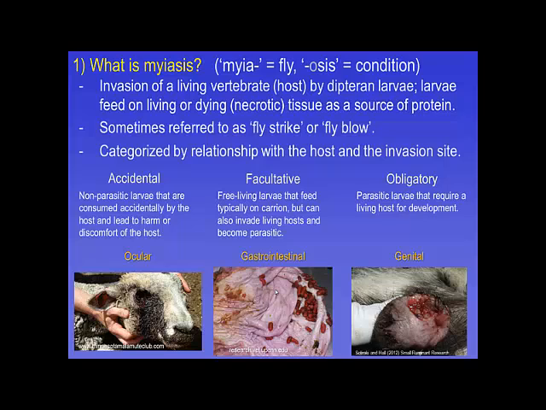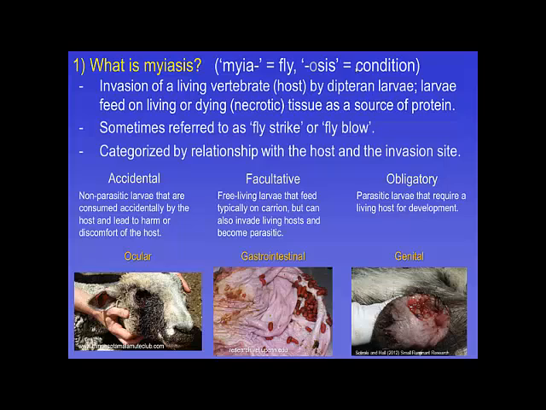So what is myiasis? This word literally means fly condition. So myia, which is Greek for fly, and osis, which is condition. And myiasis can be defined as the invasion of a living vertebrate by dipteran larvae. And these larvae feed on living and or dying tissue of the vertebrate as a source of protein.